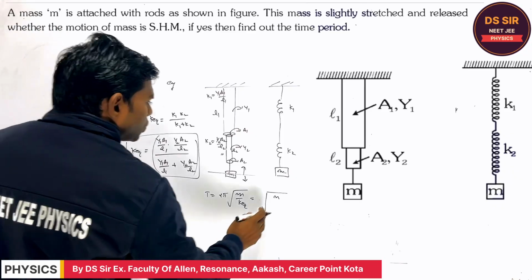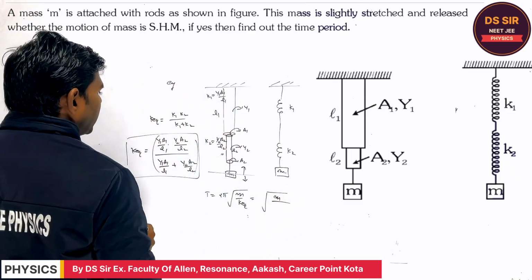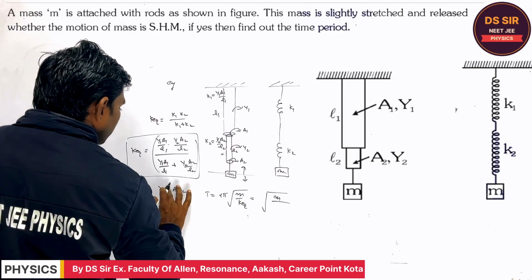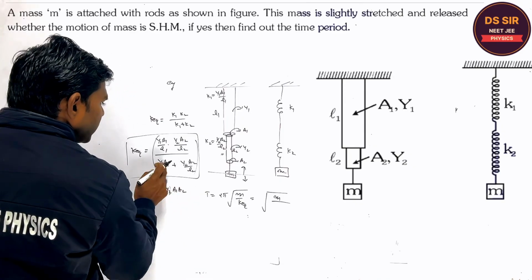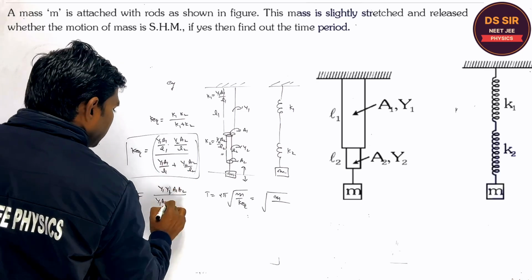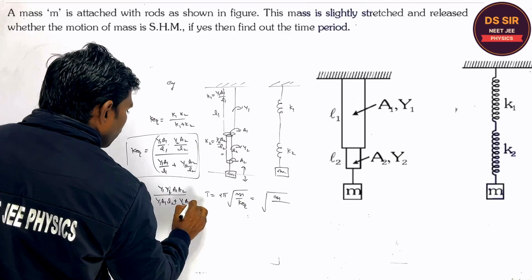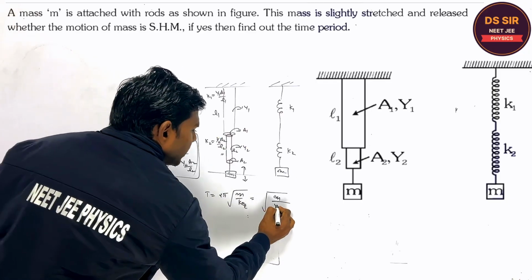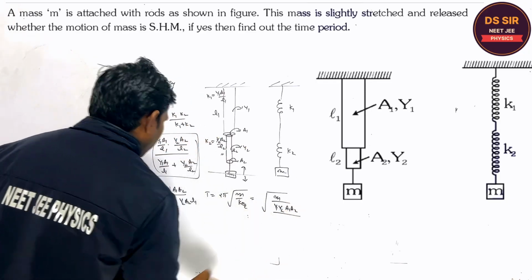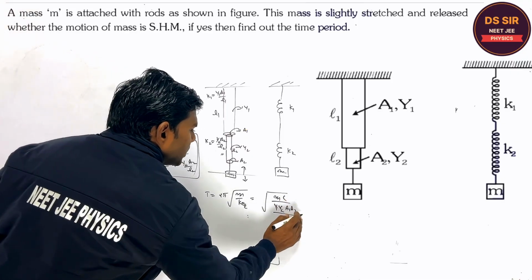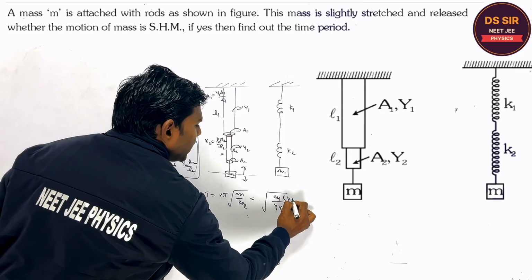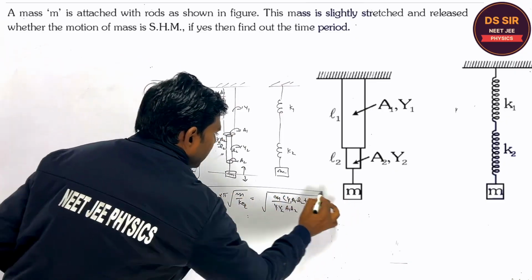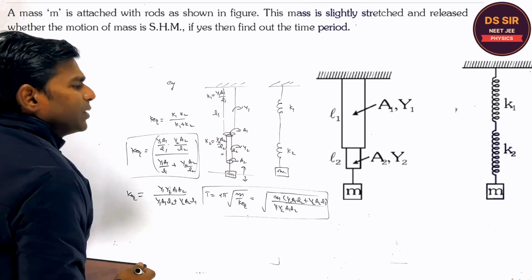So this is the K equivalent. If you put the K equivalent value over here, you can get the answer. Wait for 1 minute. It may be written with Y1 Y2 A1 A2 in the numerator. If you take the LCM, Y1 A1 multiplied by L2, Y2 A2 multiplied by L1, and L1 L2 will cancel out. So the K equivalent may be written as Y1 Y2 A1 A2 divided by Y1 A1 L2 plus Y2 A2 L1. So this is the time period of oscillation. Are you getting or not?